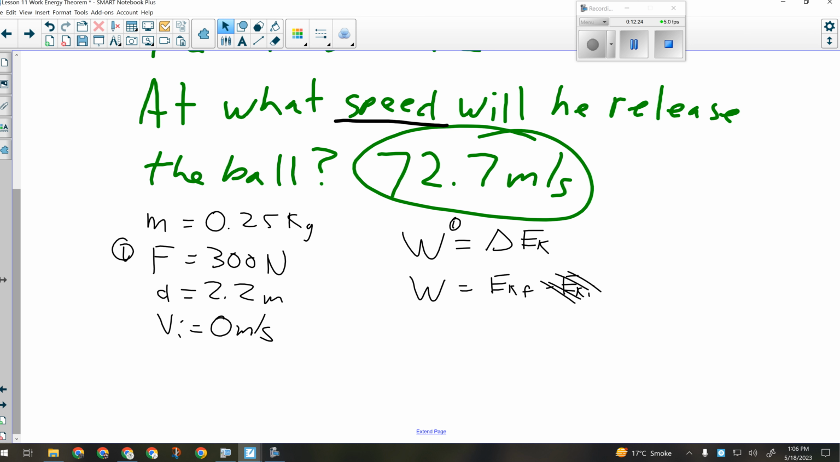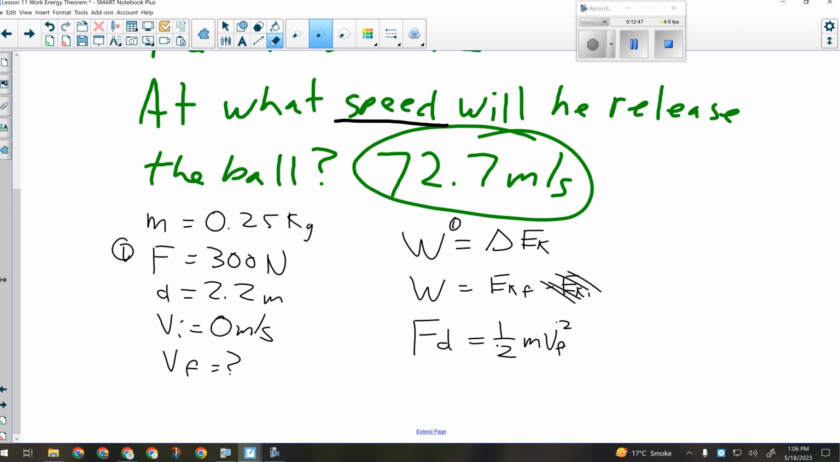All right, now I can expand out my formula. So force times distance equals, whoops, not m, equals 1/2 m vf squared. And vf is what I'm looking for, as they want to know how fast they will release the ball. So if I've got all of that information and I know I'm looking for vf, I need to move some things around.